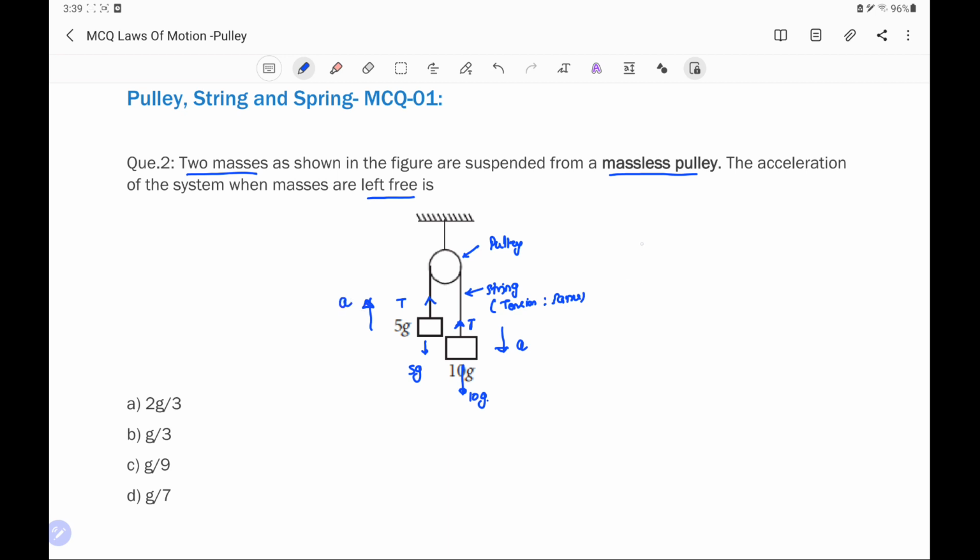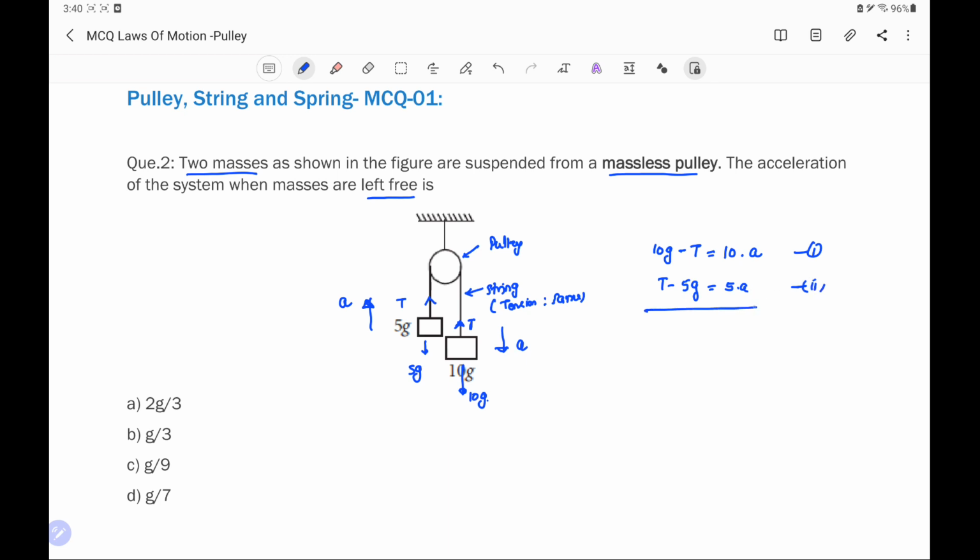So we can write the equations like for 10g, it is 10g minus T, this is the net force on the block of the 10g, and it is equal to, because mass is 10, into A. This is the equation number 1. Similarly, for other body, we can write T minus 5g, because 5g is moving upward, so tension T should be greater. So T minus 5g must equal to 5 into A.